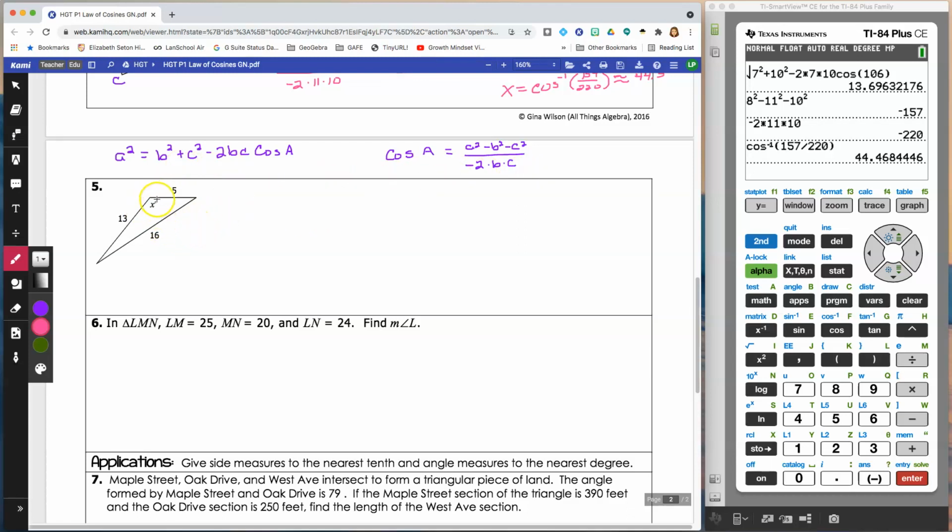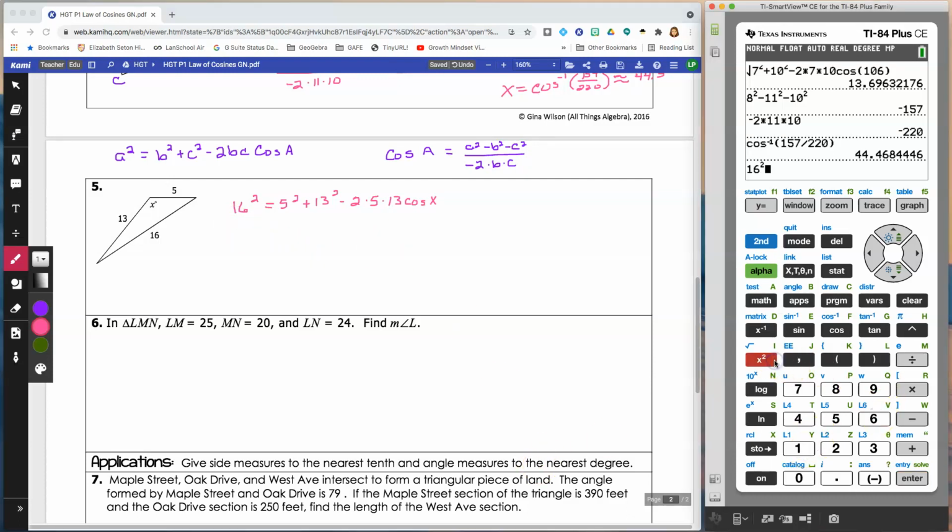I want x. Directly across from x is 16, so this is my a. So I get 16 squared equals 5 squared plus 13 squared minus 2 times 5 times 13 times the cosine of angle A, which is x. Now I'll do a little bit of simplifying along the way, but not a whole lot. So I will find 16 squared.